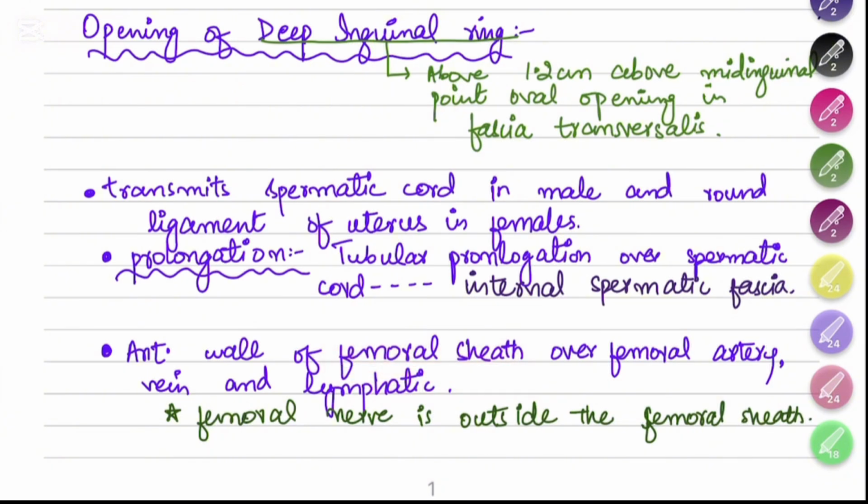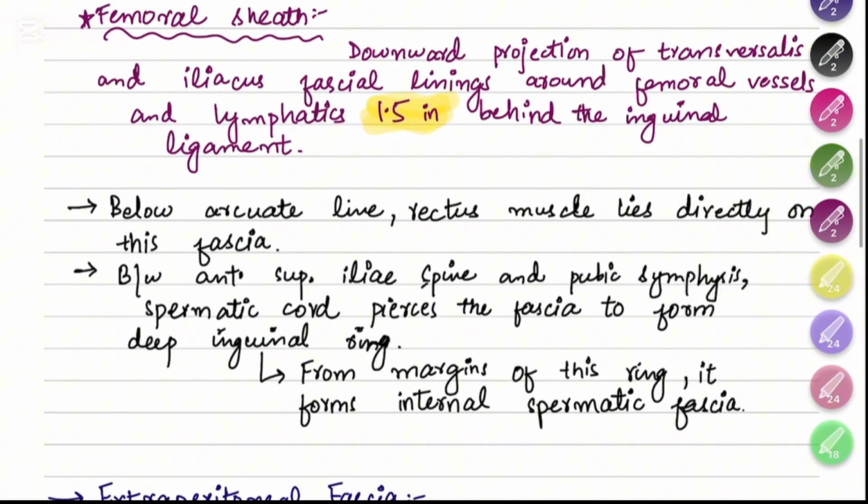Okay, femoral sheath. We are going to touch this topic a little bit. The femoral sheath is basically a projection of the transversalis and iliacus fascial linings that covers the femoral vessels, femoral arteries and veins, and femoral lymphatics, 1.5 inches behind the inguinal ligament, but the femoral sheath does not cover the femoral nerve.